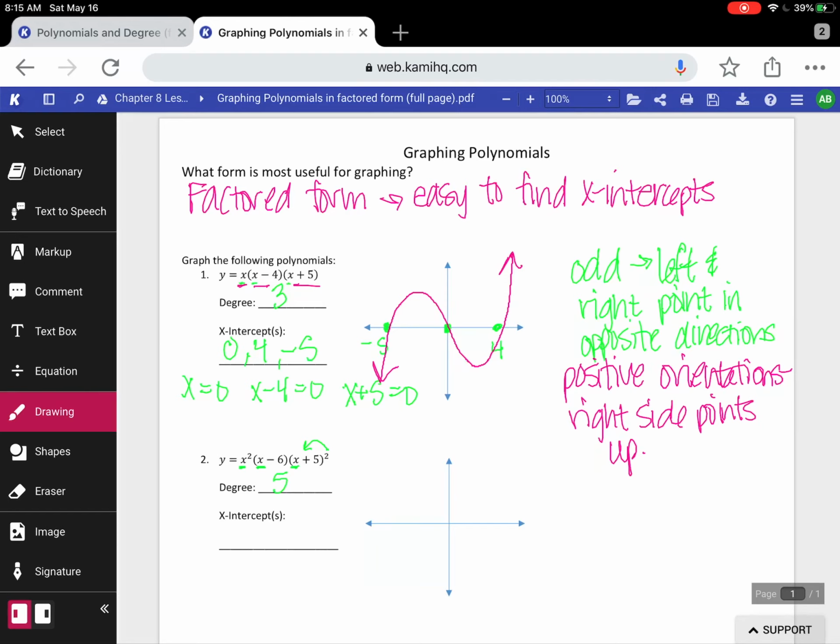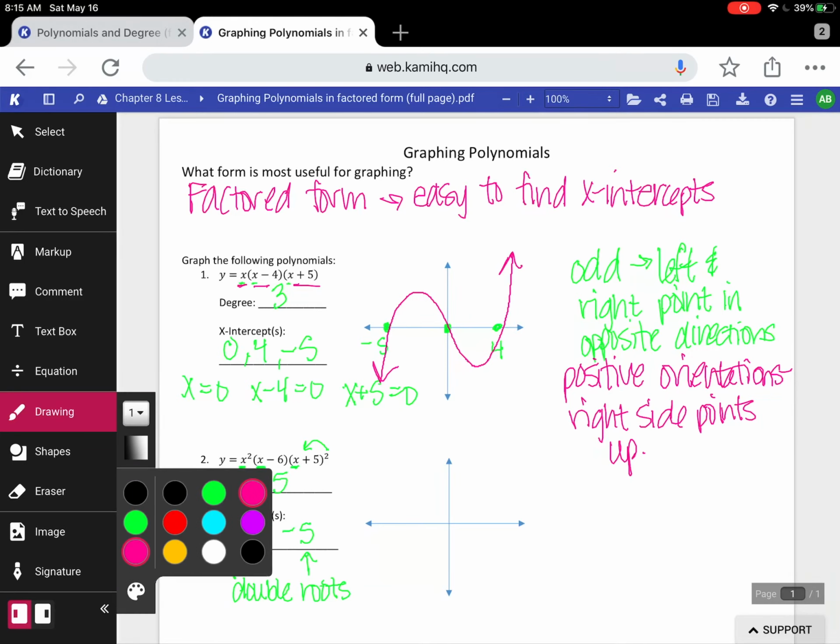Okay, and then we are going to look at those x-intercepts. Our x-intercepts here would be 0, because x squared equals 0 gives us 0. X minus 6 equals 0 gives us an x-intercept of 6. And then x plus 5 squared equals 0 would give us negative 5. These are both special x-intercepts. They are actually double roots. That happens when we have that squared value.